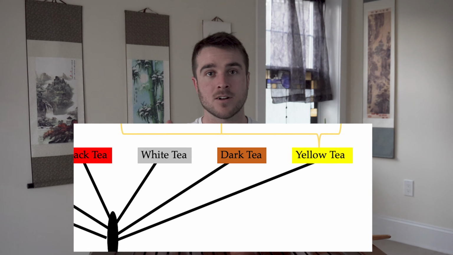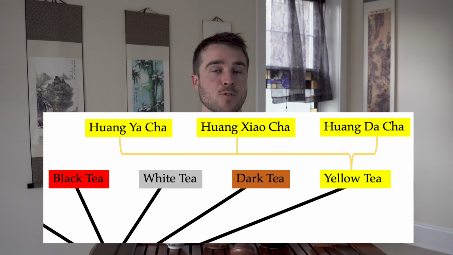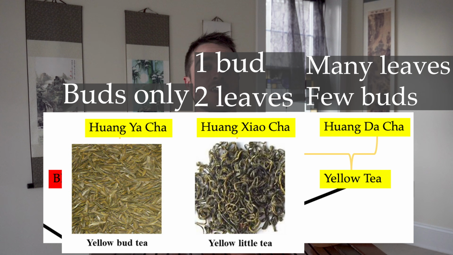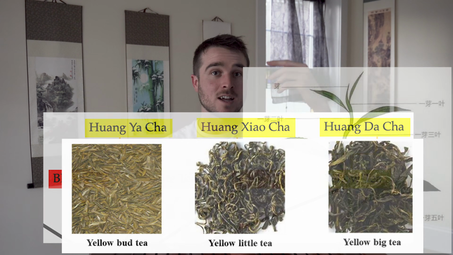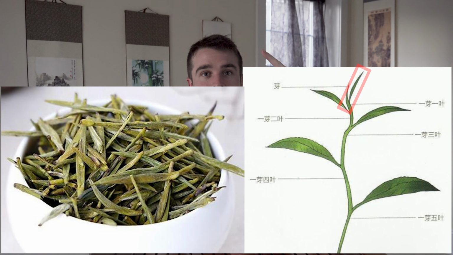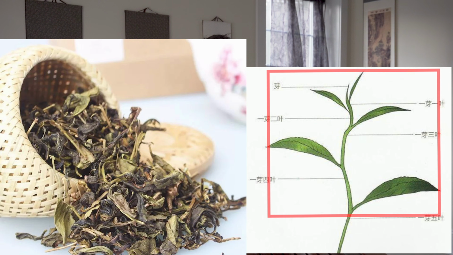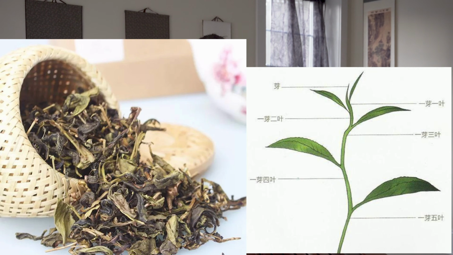Yellow tea differentiates the same way that white tea does, based on plucking style. So you have 3 main ones. You have Huangya cha, you have Huangxiao cha, and you have Huangda cha. So Huangya cha is just the buds. Huangxiao cha is usually buds plus 1 to 2 leaves. Huangda cha is mostly leaf, like the shomei of yellow tea. So if you encounter any yellow teas at all, give them a try.